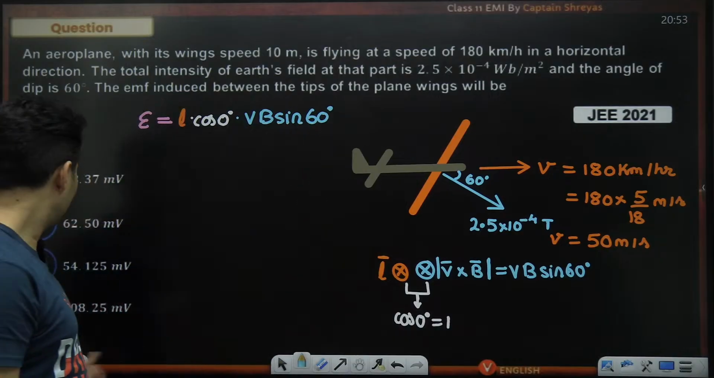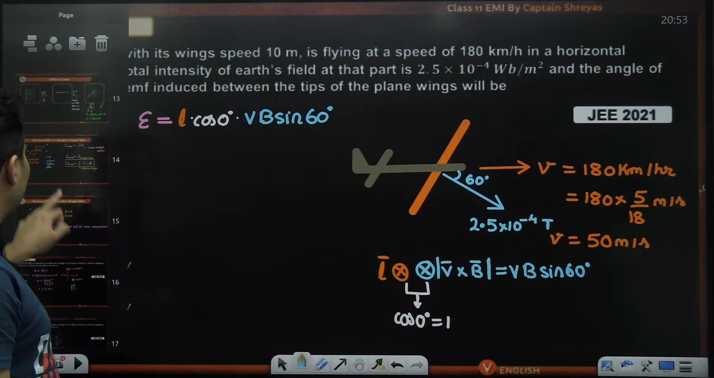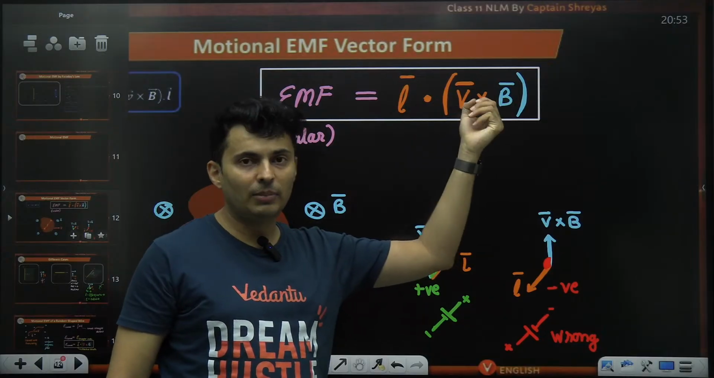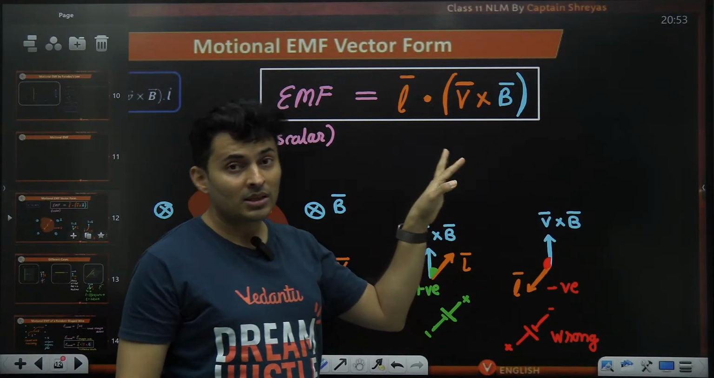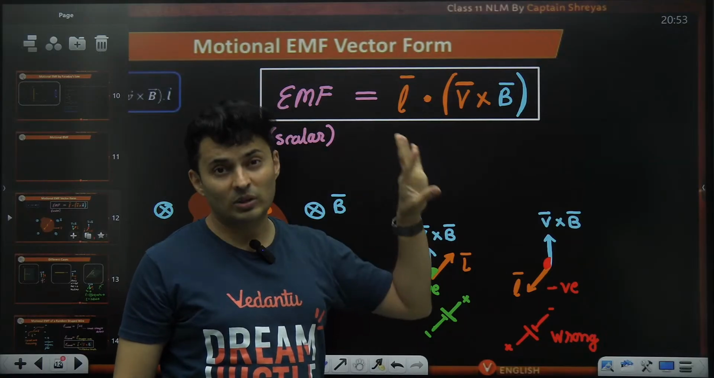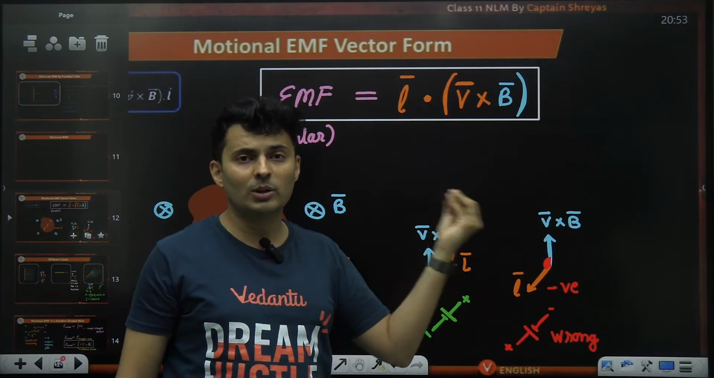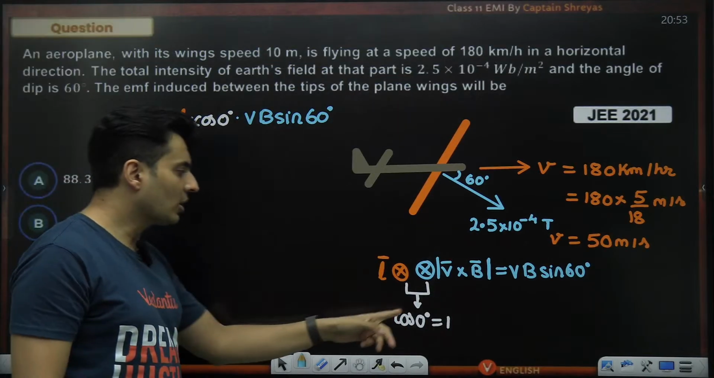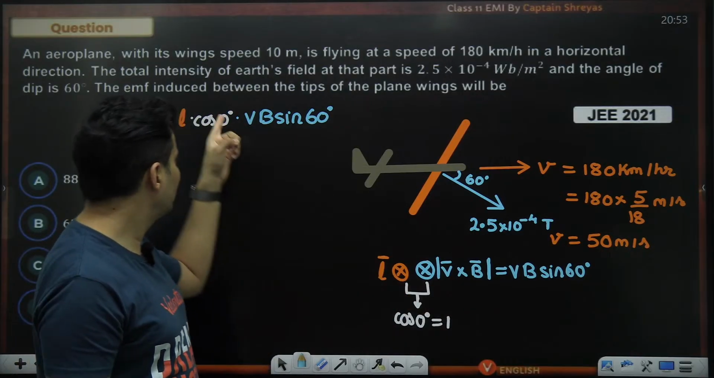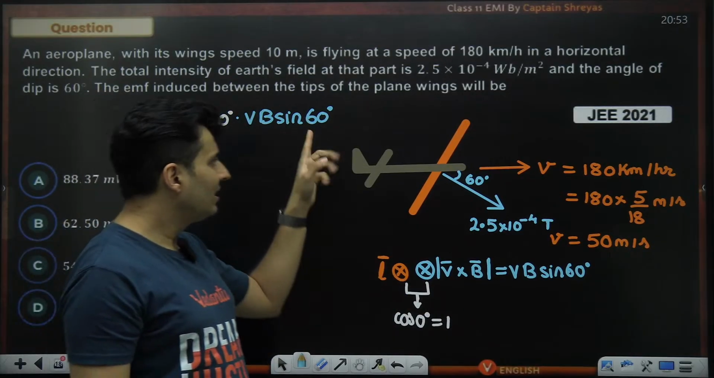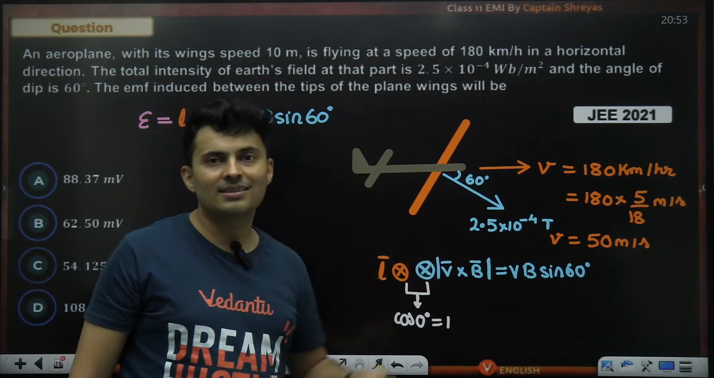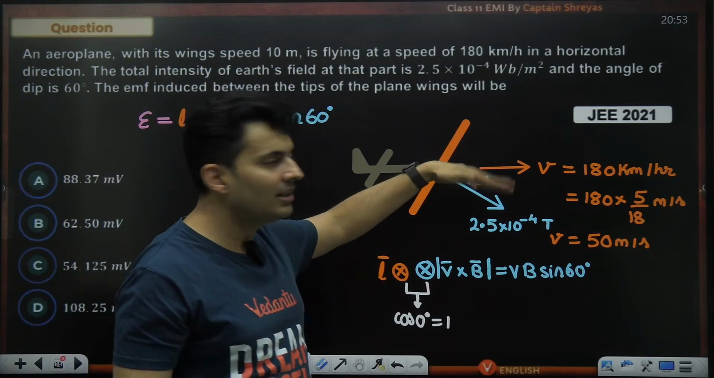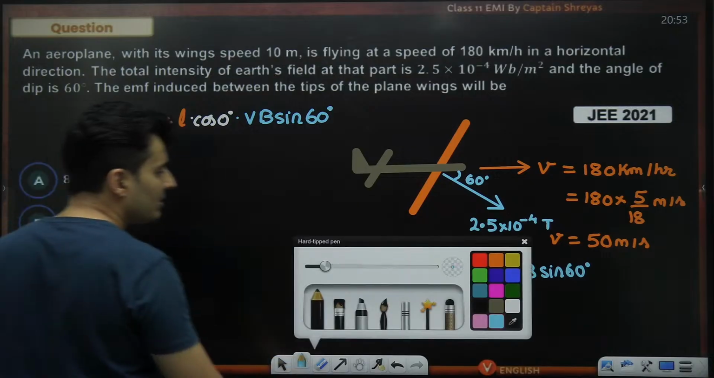So you should understand that when you use this vector equation, the cross will have the sine theta part, the dot will have the cos theta part. Sometimes both of them are 1, sometimes one of them is 0. So you have to think from situation to situation. In this particular problem, cos 0 is 1, so the dot product was 1, but the cross product had the term sine 60, because the angle between velocity and magnetic field was 60 degrees. Now it is easy to solve.